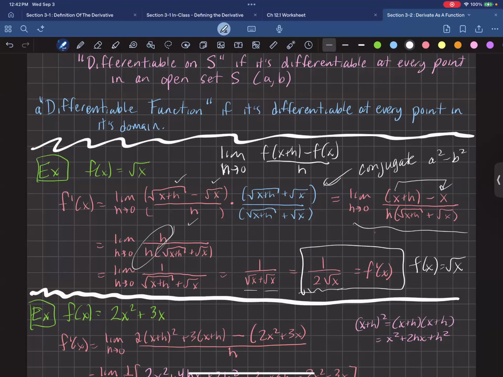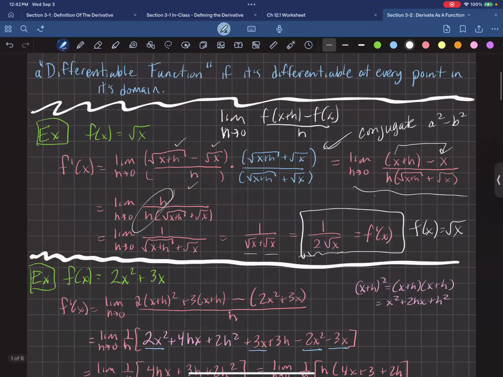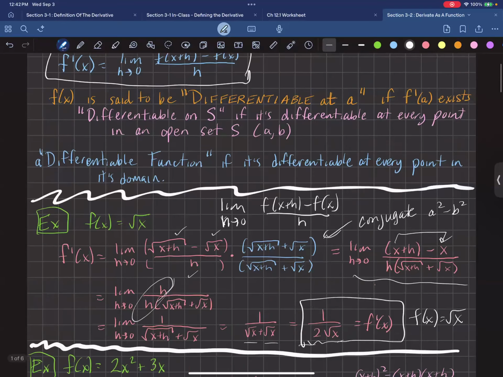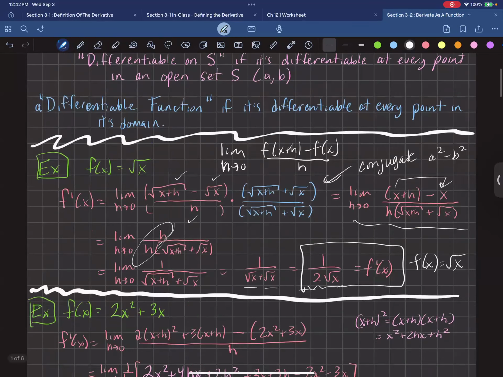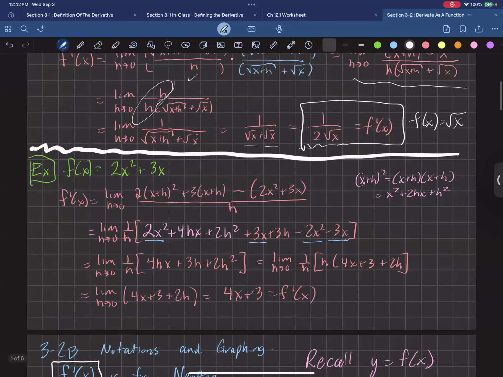Then we take a look at the next one. Pause that and go over it as you need to, work out those limits. In fact, I recommend this one right here, 2x squared plus 3x. Try to see what you get when you take the derivative. Find the derivative function for f of x equals 2x squared plus 3x. If you go through and do it, this is our f of x plus h, and this is minus f of x.